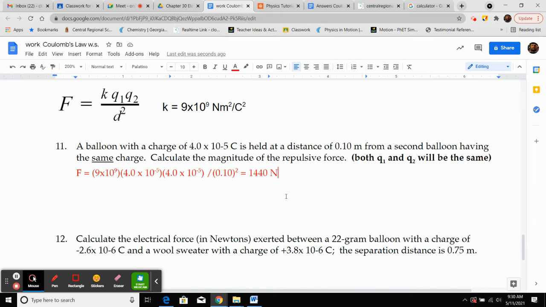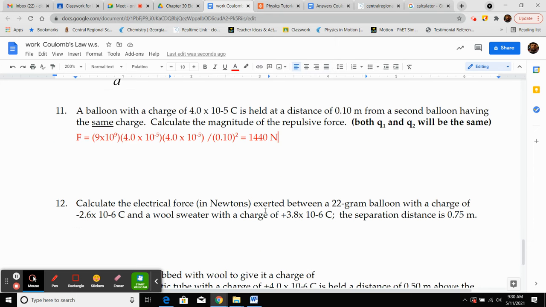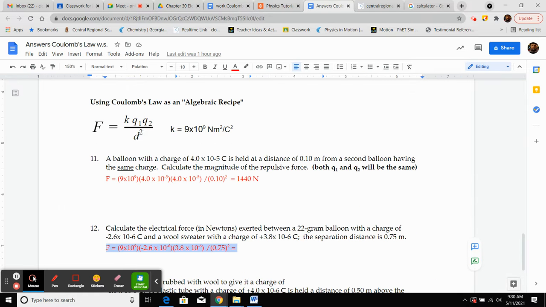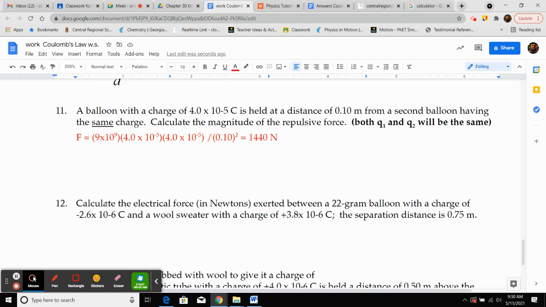Okay, so now in number 12, guys, the 22 gram mass there doesn't do anything. It's just another number in there, but we don't need it. You need the charges and the distance. They give us both charges and the distance. So I already wrote this out on a separate sheet, so I'm just going to slap that over.